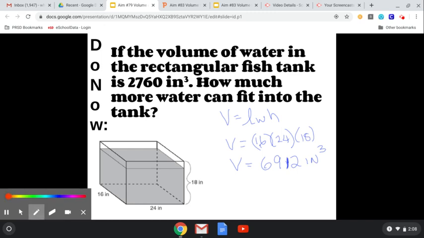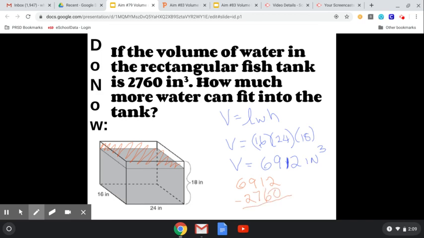So how much more water can fit in there? So we want to find the volume of that space there. So we're going to take the volume of the tank, subtract the volume of the water, and when I do that, I get my calculator out, 6,912 minus 2,760 equals 4,152 cubic inches. Okay, that's the volume of the water that can still fit in there.